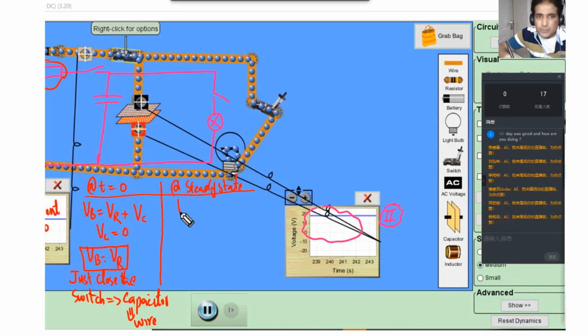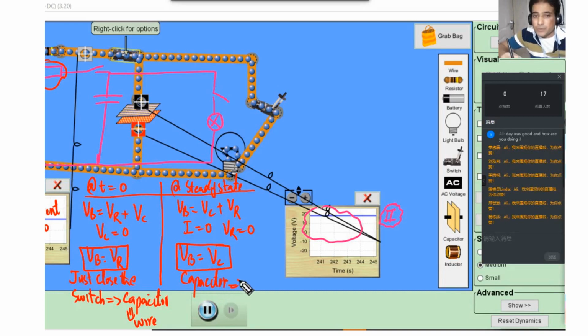So we will say VB again has to be equal to VC plus VR. But now as I is equal to 0, VR is equal to 0, and VB in this case has to be equal to VC. No current is flowing. So now your capacitor is acting like an open circuit.